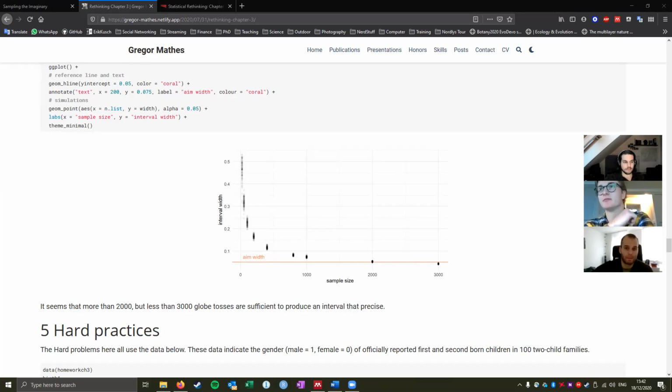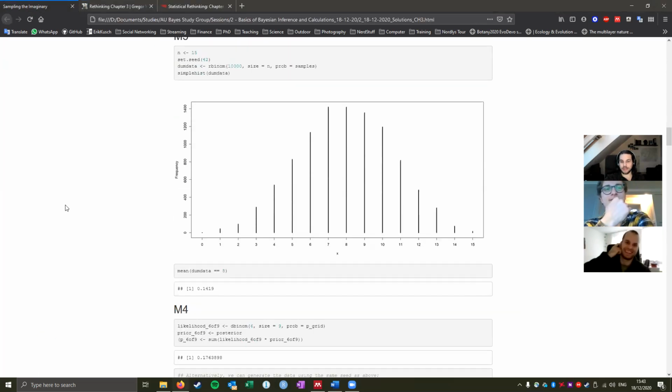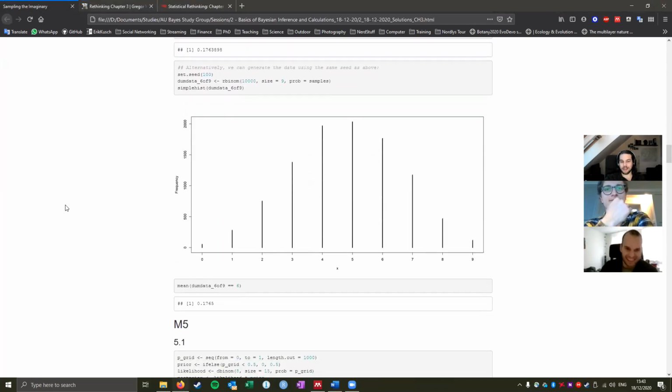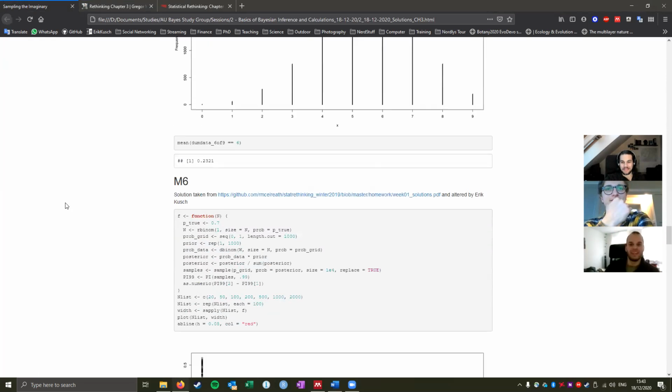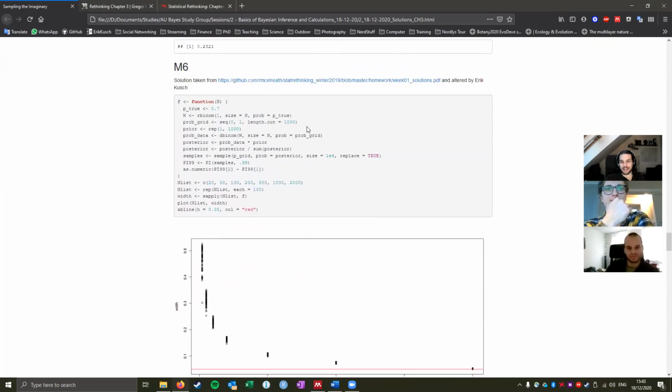That graph is awesome. I think Eric has the same graph. I actually have the exact same solution, and I think that's because both of our sources were McElreath himself. Probably, yeah. I got my solution straight from McElreath.